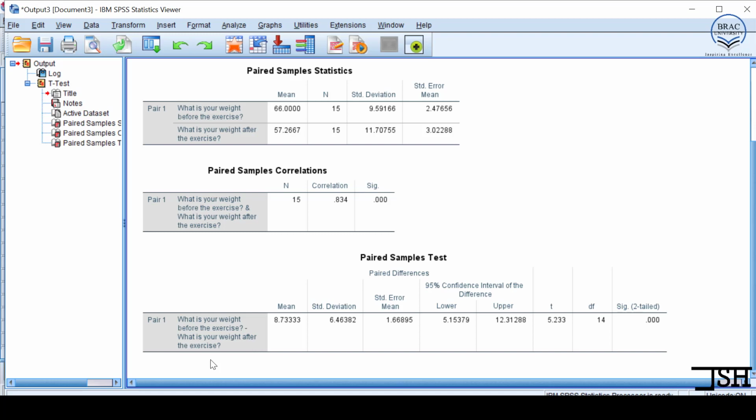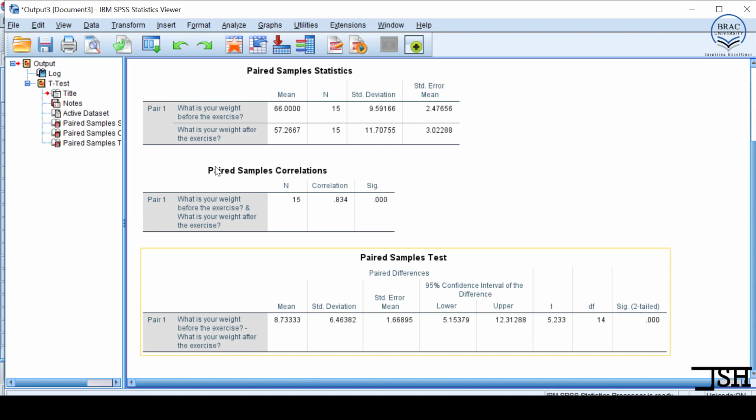So this is basically measuring the difference, right? Again, this here exactly is measuring the difference between two means. Weight before minus weight after. What is the difference? 8.73333. That is the difference. So again, weight before minus weight after is 8.73. That means weight before was higher than weight after. I mean, that's very easy to understand.